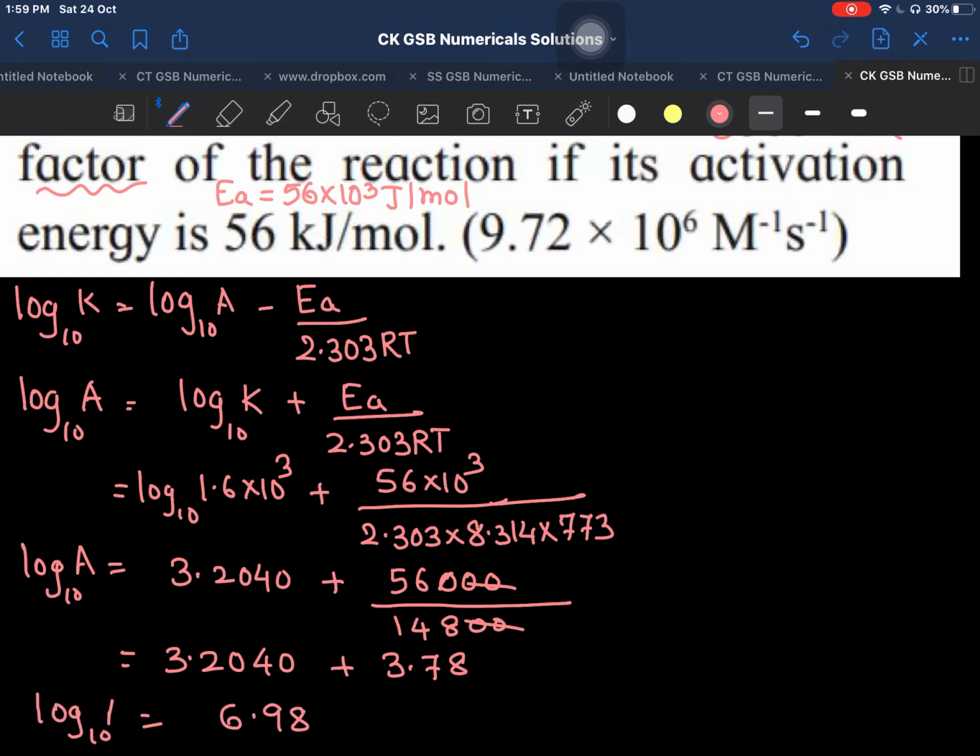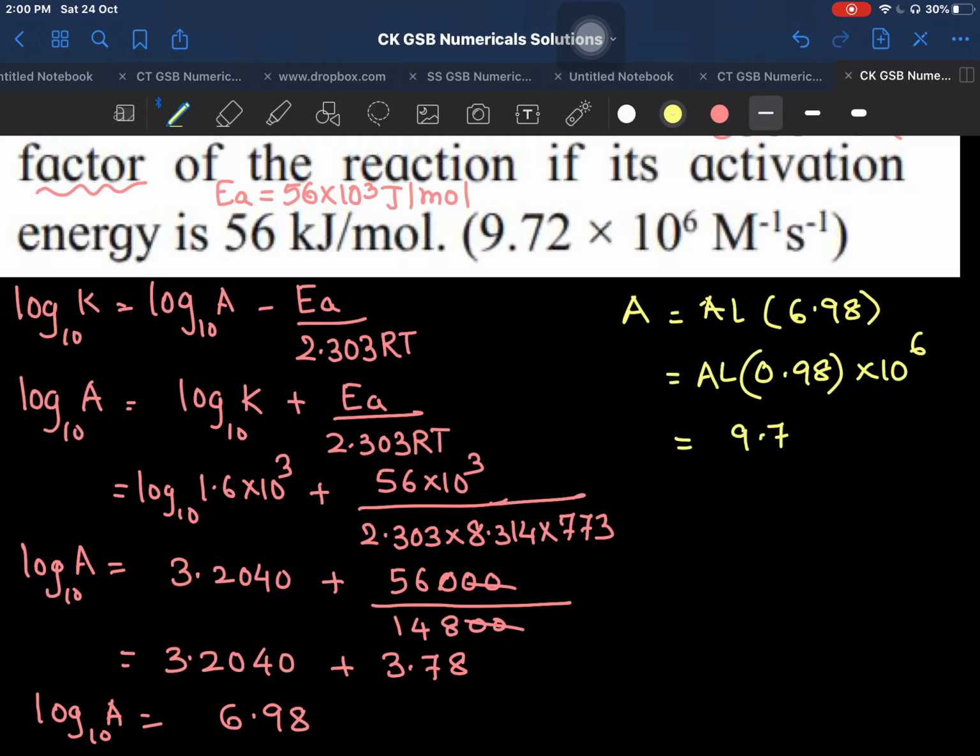So log to the base 10 A is 6.98. So therefore, what will be A value? A will be antilog of 6.98. So antilog of 6.98 is, you find out the antilog of 0.98, and this will come out to be 10 raised to 6. And this antilog is 9.72 into 10 raised to 6.